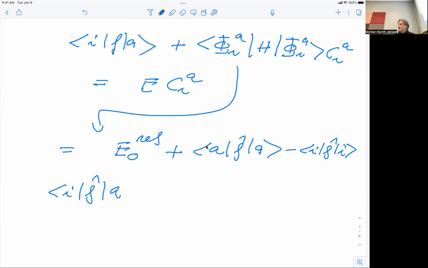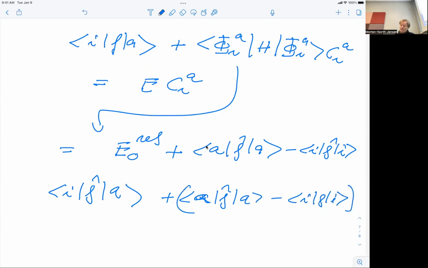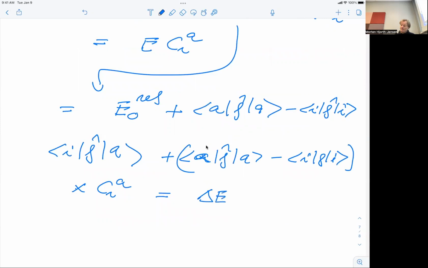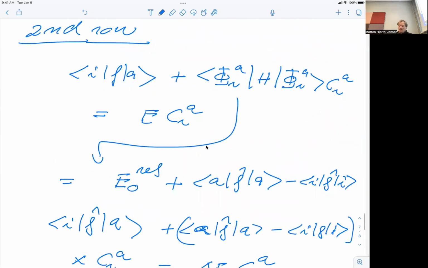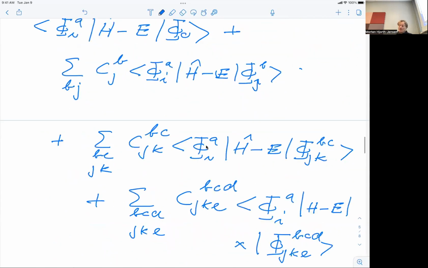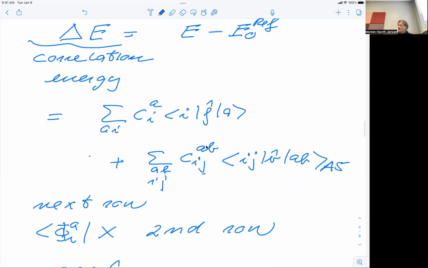This is just a constant here. And then I have now an E0. So I'm just going to plug in plus a f a minus i f i multiplied with this coefficient C_ia, the unknown term. And this is equal to delta E times this coefficient C_ia. And if you go back now, you see that delta E, and this is where you see the nonlinearity of the equations, is actually given by this term here. So then you see clearly the nonlinearity of the equations.